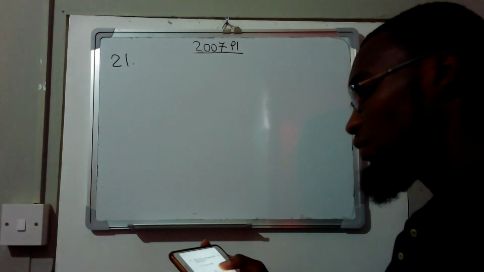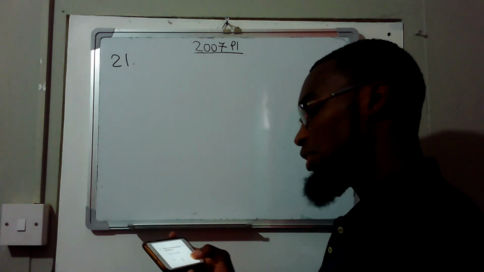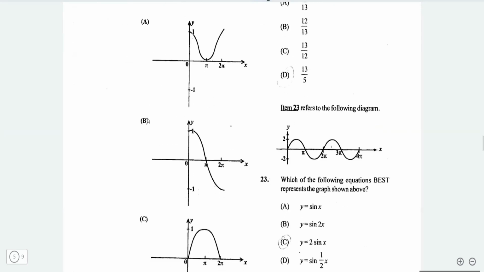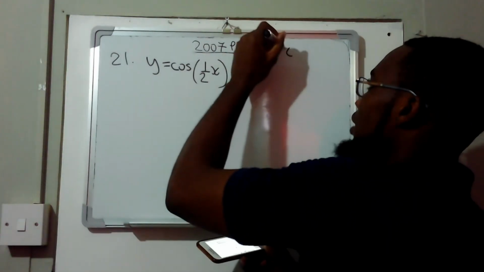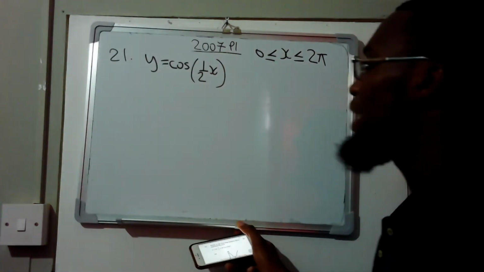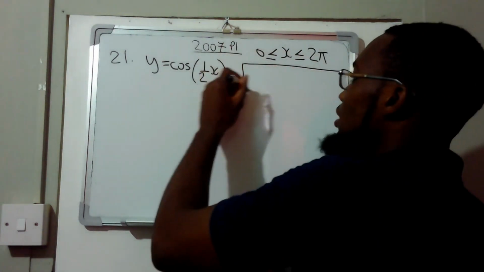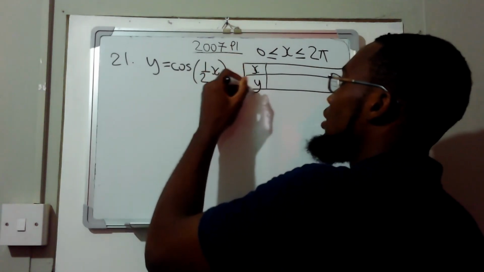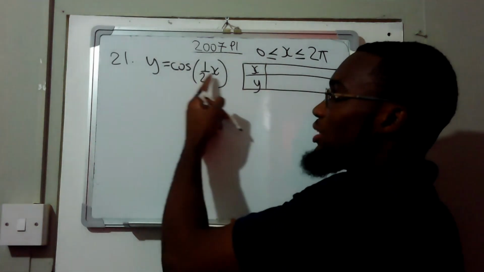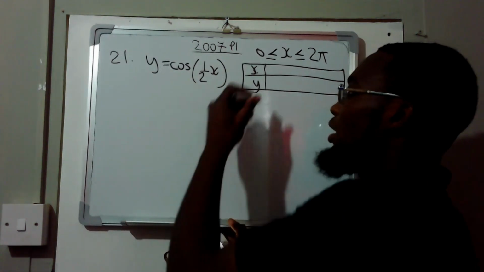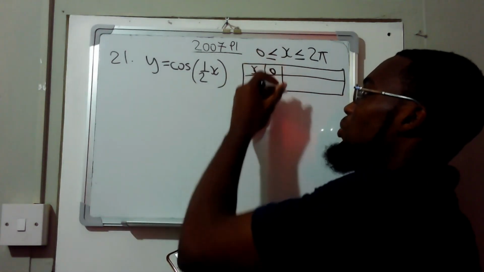Question 21 says, which of the following sketches best represent the curve y equals cosine of a half x, and they tell us x is between 0 and 2 pi, not pi by 2. The best way I like to do this is look at y values. When x is 0, the cosine of 0 is 1. When x is 0, the y value is 1.